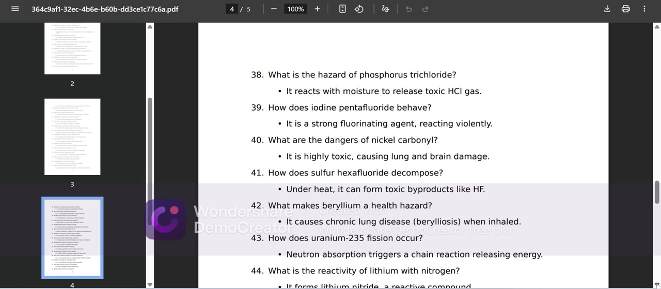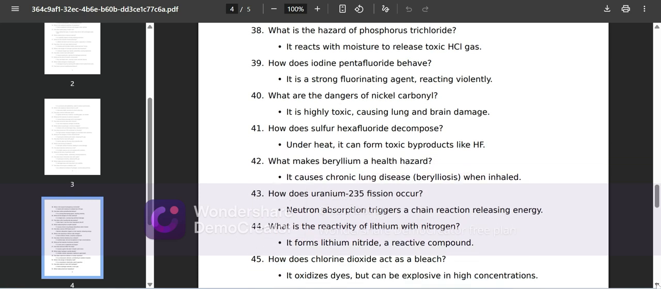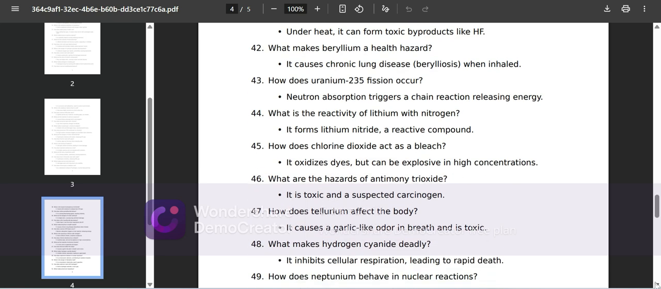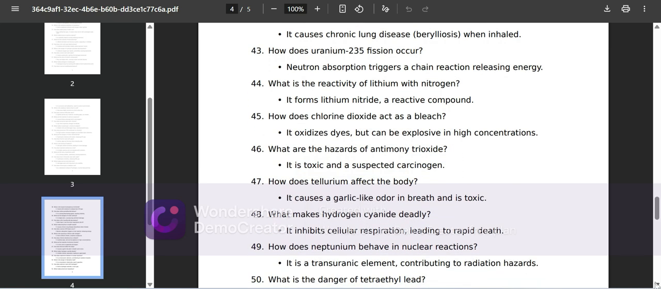How does sulfur hexafluoride decompose? Under heat, it can form toxic byproducts like HF. What makes beryllium a health hazard? It causes chronic lung disease, berylliosis, when inhaled. How does uranium-235 fission occur?